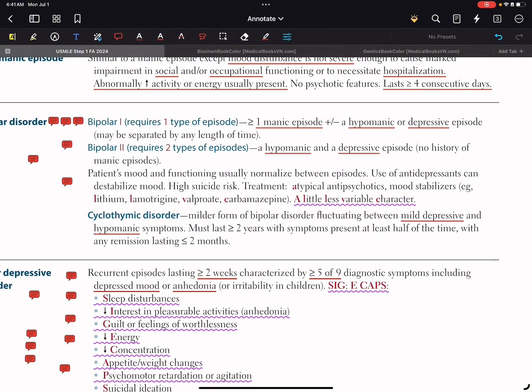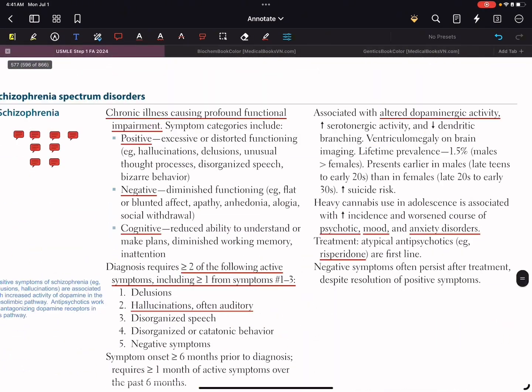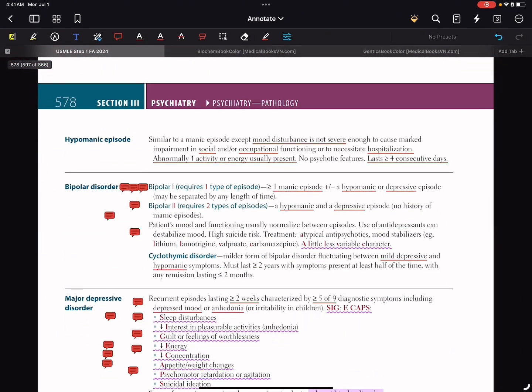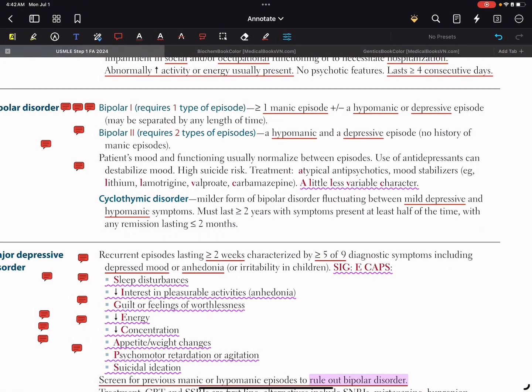Cyclothymic disorder has a little less variable character. Atypical antipsychotics, as we said, risperidone. Okay, same as lithium for bipolar. Lamotrigine: Stevens-Johnson syndrome. Valproate: neural tube defects. Carbamazepine. Cyclothymic disorder is a mild form of bipolar disorder, fluctuating between mild depressive and hypomanic symptoms. Symptoms must last for more than 2 years, with symptoms present at least half of the time, and any remission lasting less than 2 months.